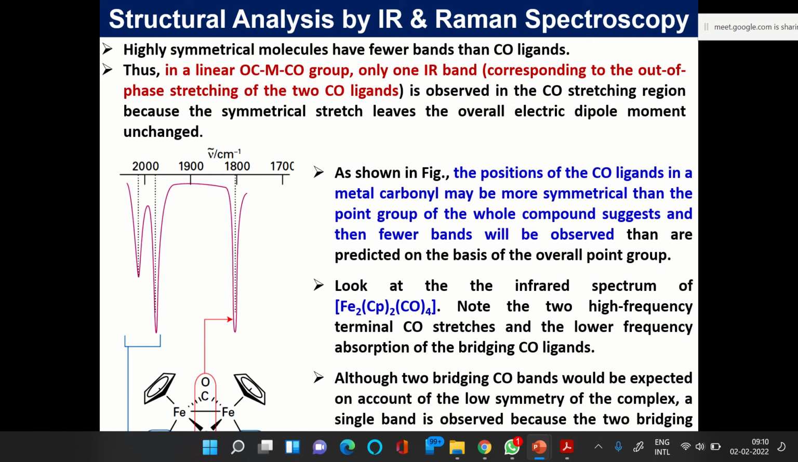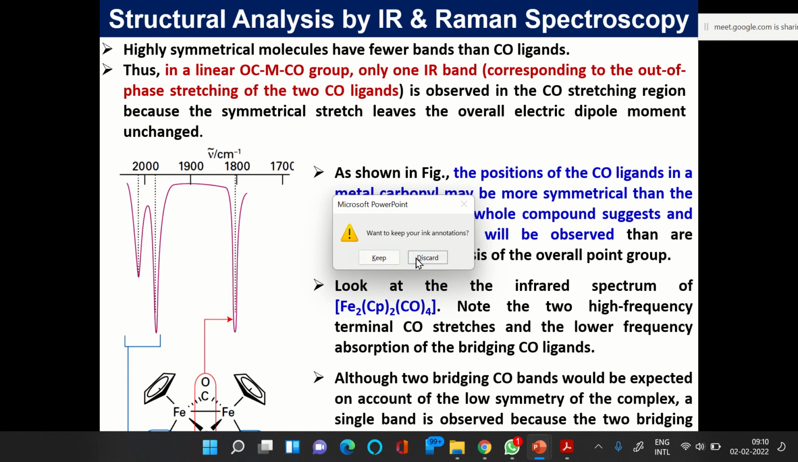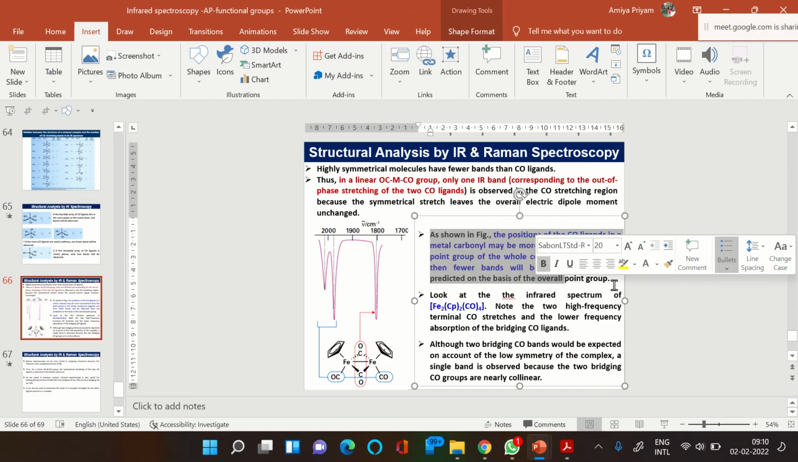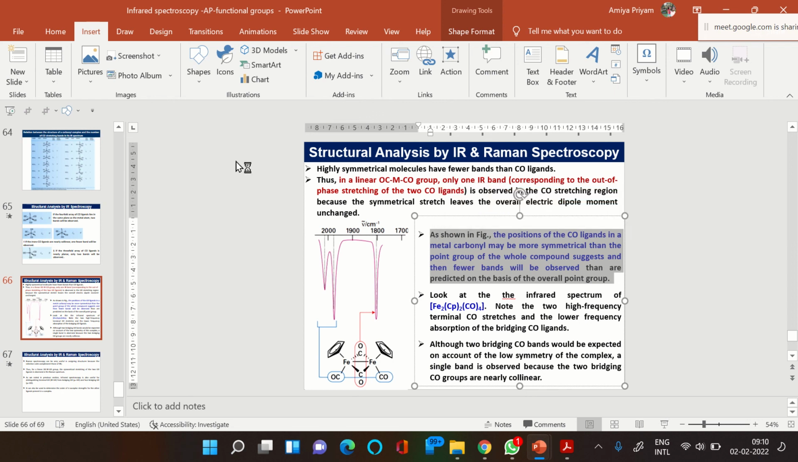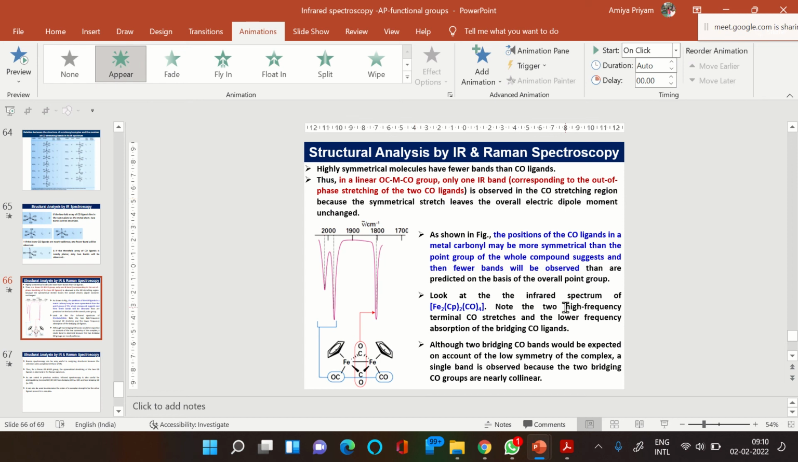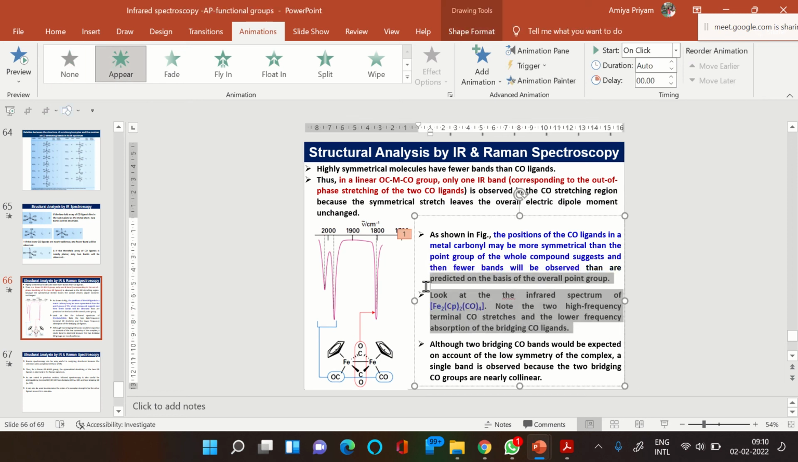So what we have just learned is that it is the local symmetry that also matters, not just the overall symmetry of the molecule. These are the important things that help us draw conclusions about a molecular structure.